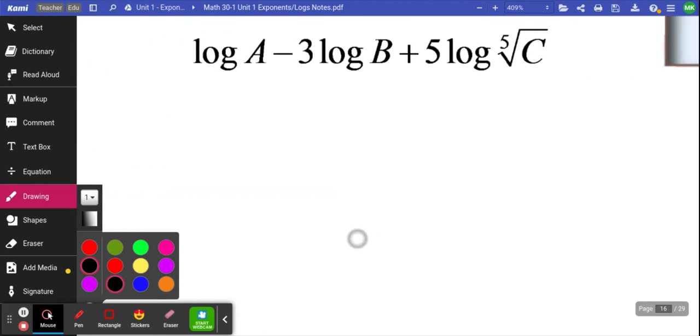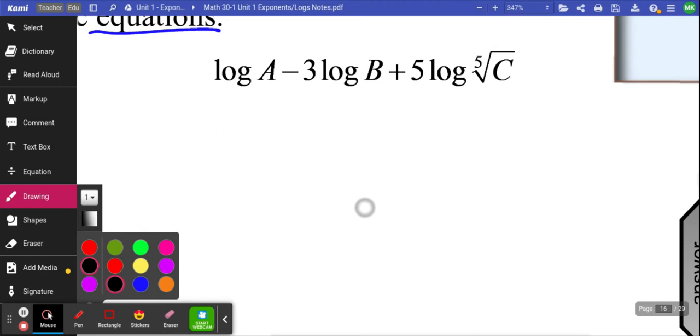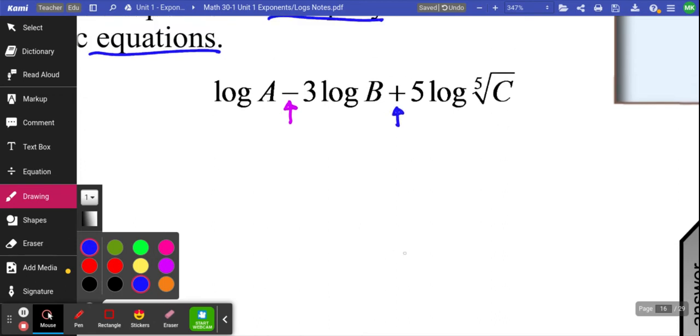Let's slide over to this one. We have lots of log laws here. We need to apply them in the proper order. Log laws that I can see: I see a log minus a log, that's going to be something. I see a log plus a log, that's going to be something. I also see coefficients. Those are log laws as well. So I have lots of different laws here that I have to apply.